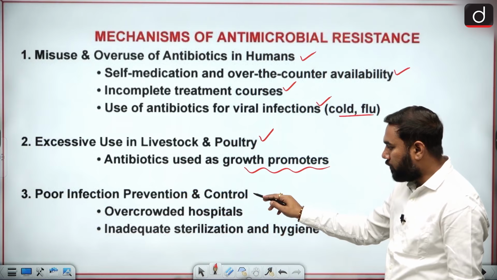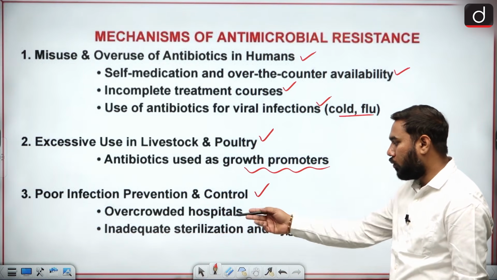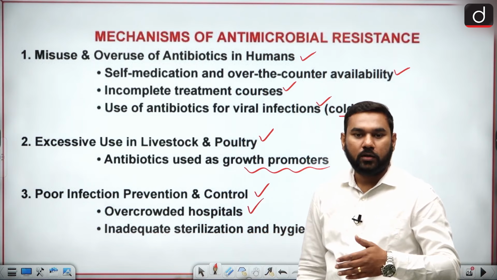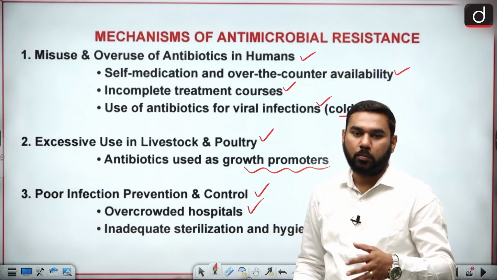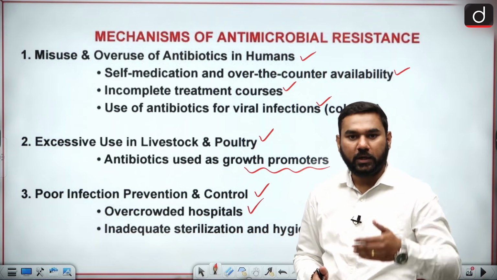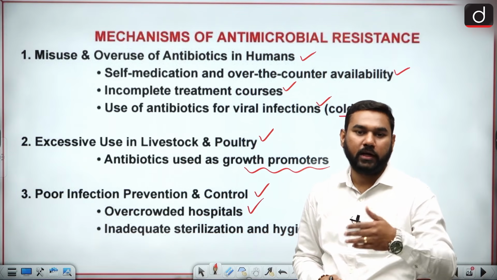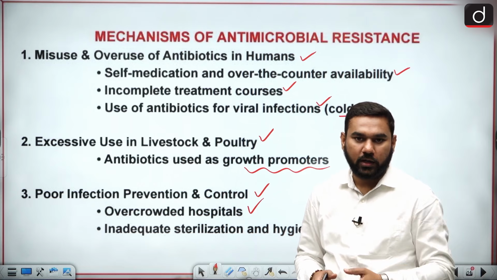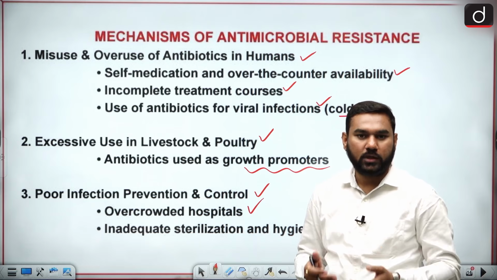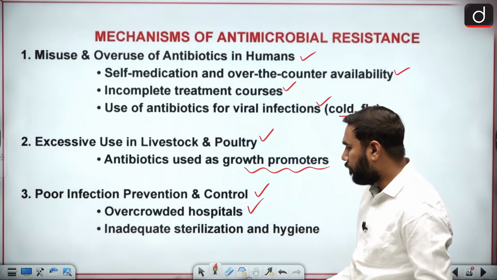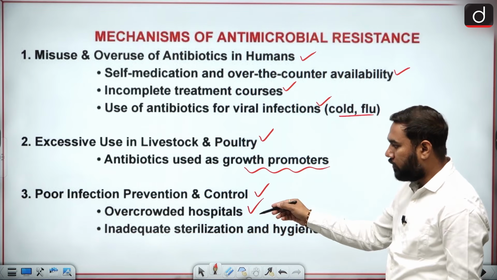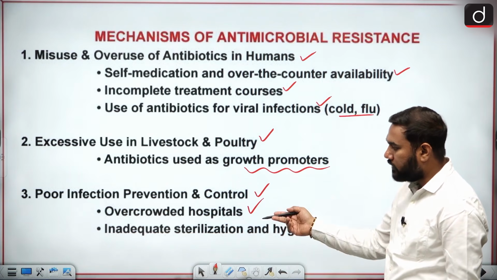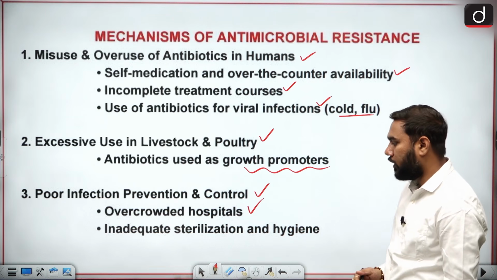Then poor infection prevention and control, like overcrowded hospitals. The doctors want to empty the beds very early, so they can give you antibiotic medicine. You get a better feeling easily in a very short time period and you just go home. So doctors can also use it badly. So overcrowded hospitals can make this process very rapid, and this is again a reason for the utilization of antibiotic medicine.